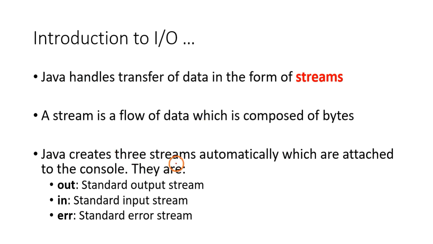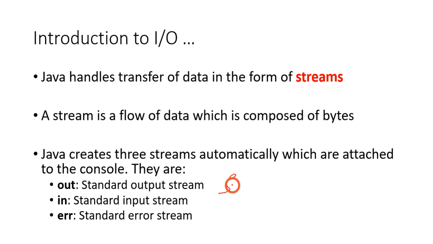Now in Java, whenever you are working with IO, there are by default three streams. The first one is out, which is called the standard output stream. Another one is in, which is called the standard input stream. The third one is err, which is called the standard error stream.